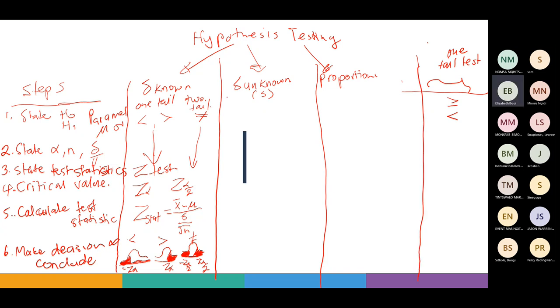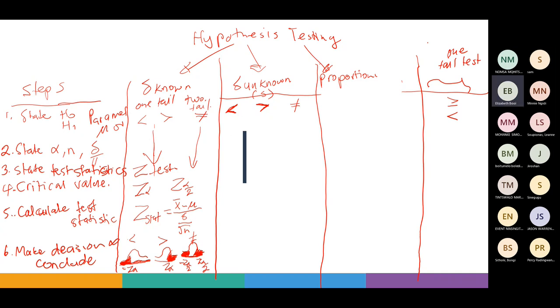Okay, so let's also look at when the population standard deviation is unknown, which means they have given you a sample standard deviation. For a one-tailed test when it's less than, and for a one-tailed test when it's greater than, you're also going to follow the same format. And when it is not equal, for a two-tailed test.